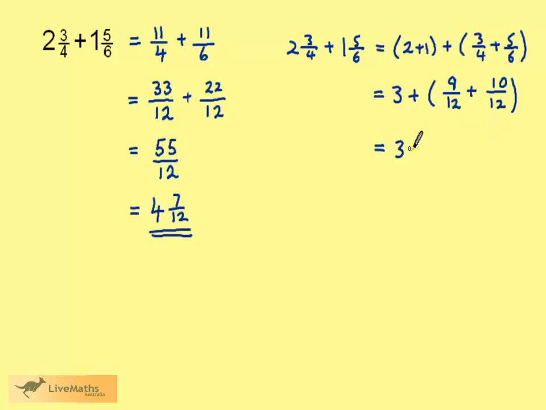So we have 3 plus 19 over 12, and of course 19 over 12 can be written as a mixed number. 19 divided by 12 is 1 remainder 7. So here we have 3 plus 1 and 7 twelfths. 3 plus 1 is 4, so we have 4 and 7/12.